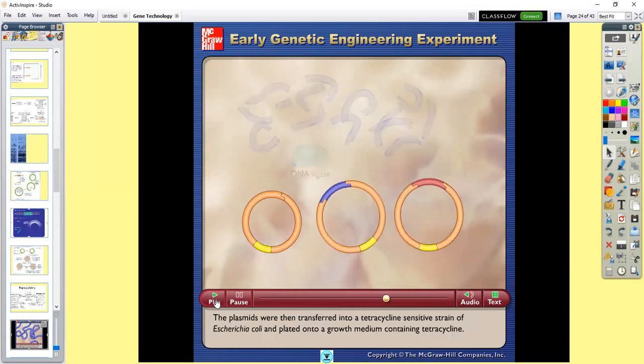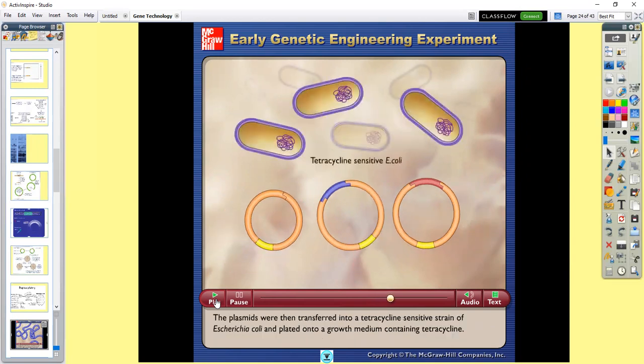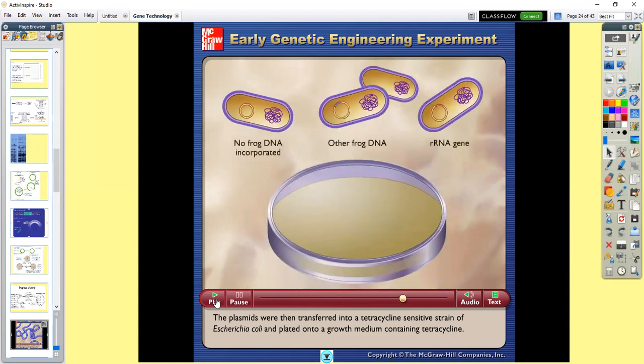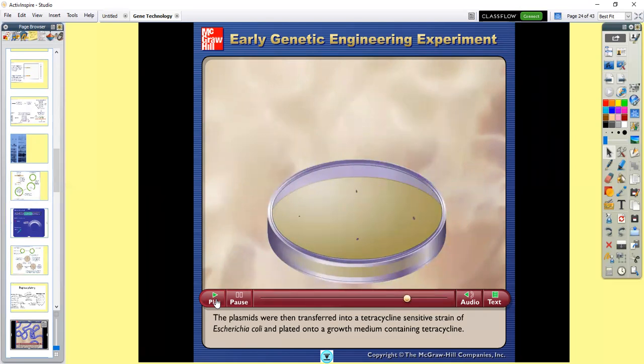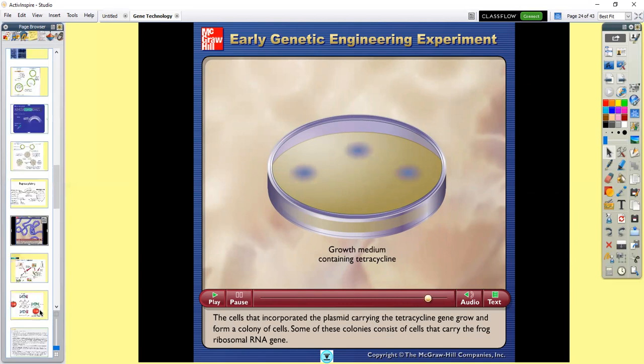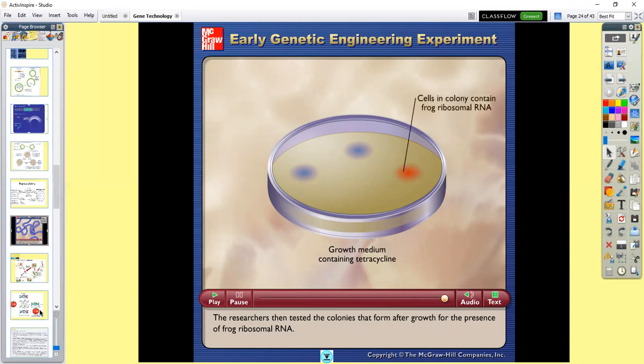The plasmids were then transferred into a tetracycline-sensitive strain of Escherichia coli and plated onto a growth medium containing tetracycline. The cells that incorporated the plasmid carrying the tetracycline gene grow and form a colony of cells. Some of these colonies consist of cells that carry the frog ribosomal RNA gene. The researchers then tested the colonies that form after growth for the presence of frog ribosomal RNA.